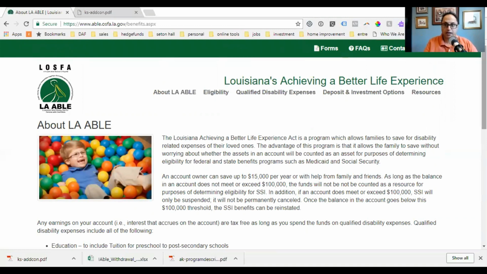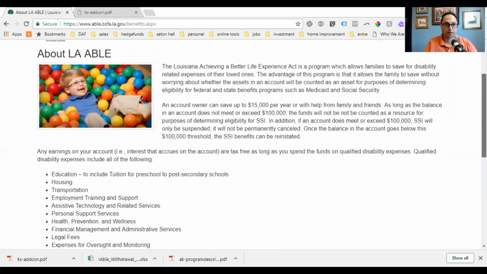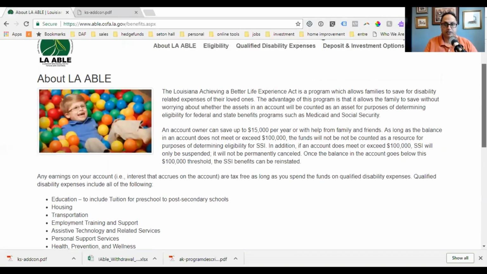So we know that in 2018, you may contribute $15,000 into an ABLE account. I'll say that in a more clear fashion. The maximum allowed contribution into the ABLE account for the year of 2018 is $15,000.